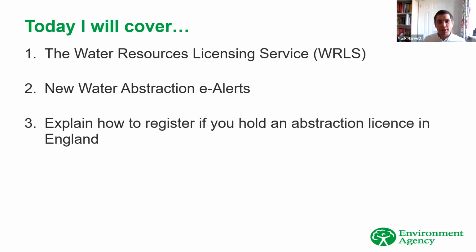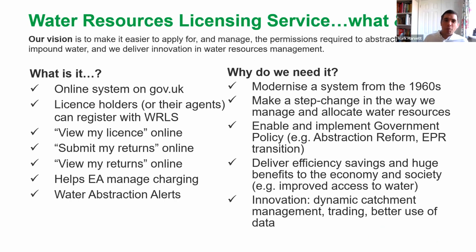It's really straightforward. So what is the water resource licensing service? It's an online system on gov.uk. It allows licence holders or their agents to register for the service and they can view their abstraction licences online, submit their abstraction returns online, view their returns online.